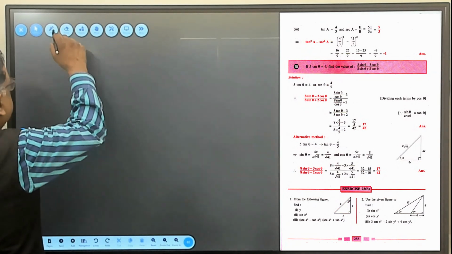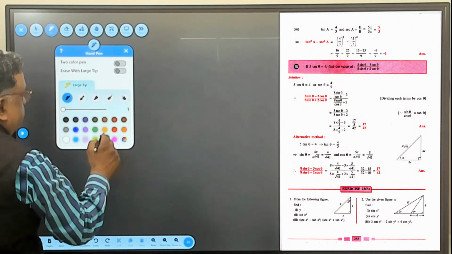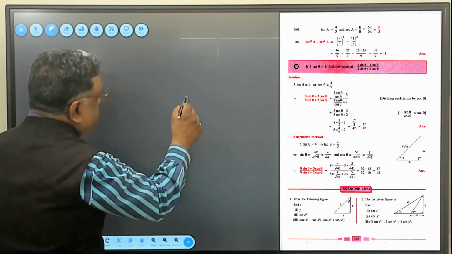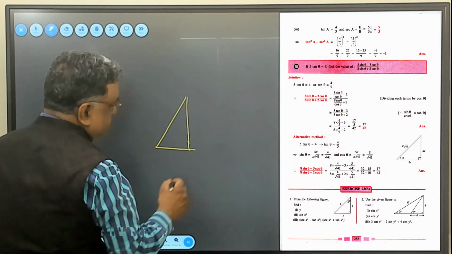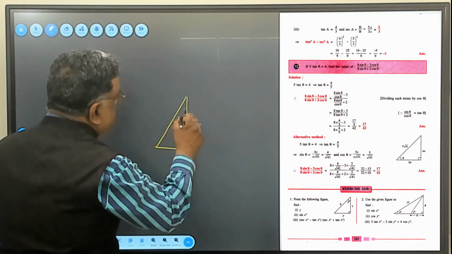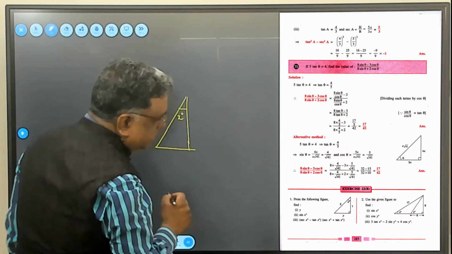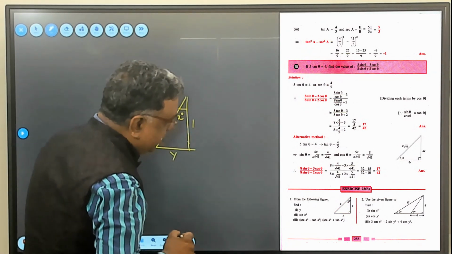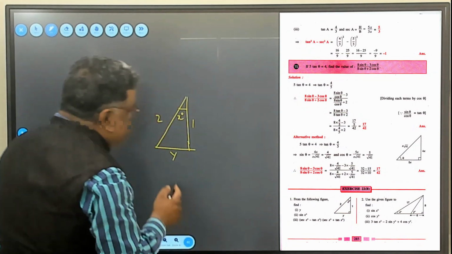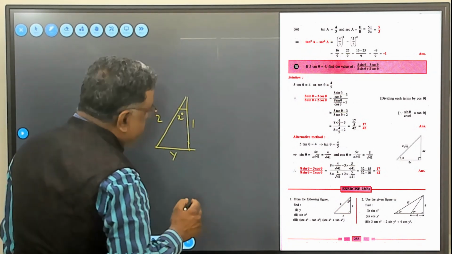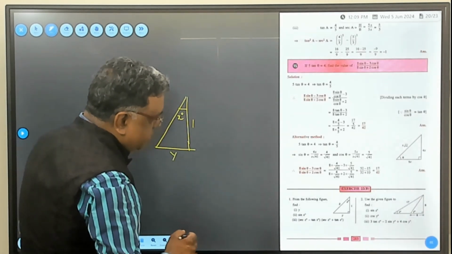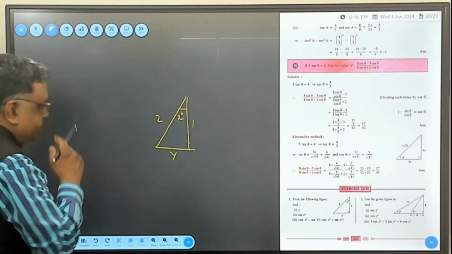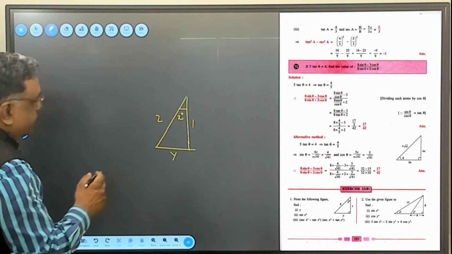The first sum says we have been given a figure, a triangle which looks like this. This is x, this is 2, this is 1, this is y. You have to find the value of y. You have to find value of sin x. You have to find value of sec x minus tan x into sec x plus tan x. Okay. So let's try to do it.